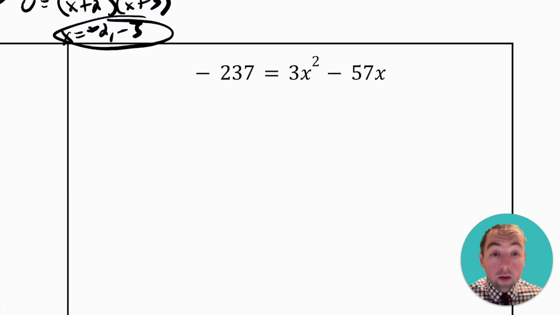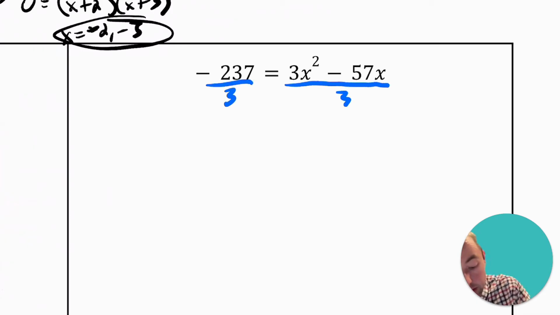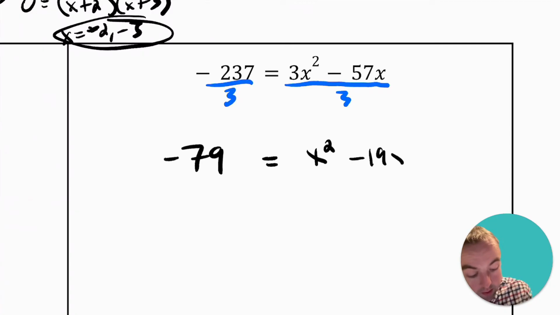All right, so with this one right here, you can see that we have the x squared term and the x term alone on one side, and a constant on the other side, which is great for completing the square, but you'll also notice that we've got the 3 in front of the x squared. So we're going to want to make that become a 1. Let's divide everything on this side by 3, and divide that there by 3. If you divide that out, you're going to end up getting negative 79, equal to 1x squared, and then negative 57 divided by 3 is negative 19x.